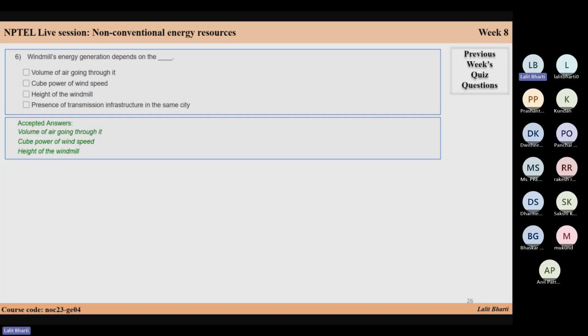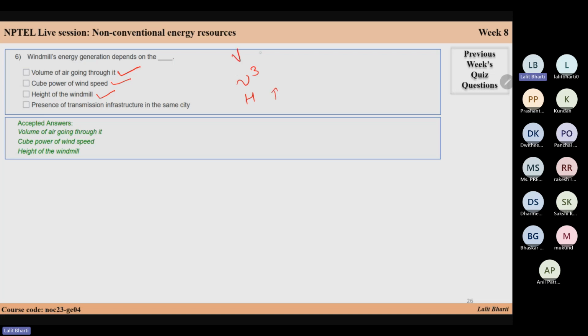Then the sixth question is: windmill energy generation depends on what? The volume of the air going through, yes, that is correct because volume is important. The cube of the wind speed: we saw that it depends on v to the power 3, so that is correct. Height of the windmill: yes, if your h is high, that is preferred.